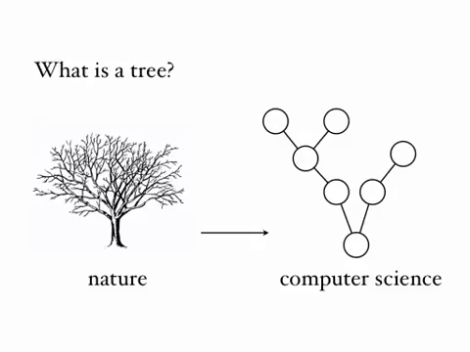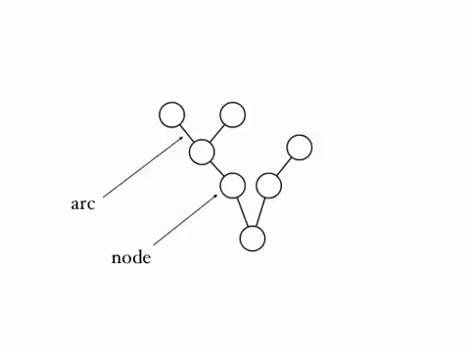What is a tree? Well, you just need to look out the window to know what we think of as a tree in the context of nature, but in computer science we have a similar concept. A tree is a data structure. It's usually represented as a collection of nodes, here drawn as circles, and these are linked by arcs, which are represented by lines.